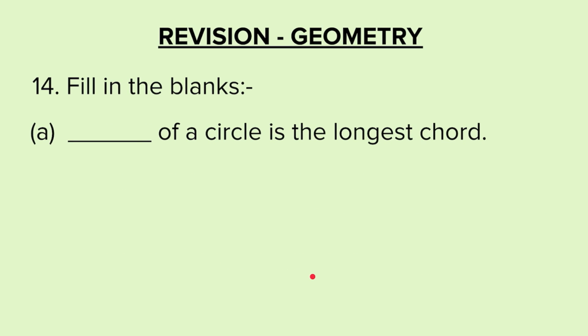Question 14. Fill in the blanks. Dash of a circle is the longest chord. The longest chord is the chord that passes through the center and it is the diameter. So the diameter of a circle is the longest chord.